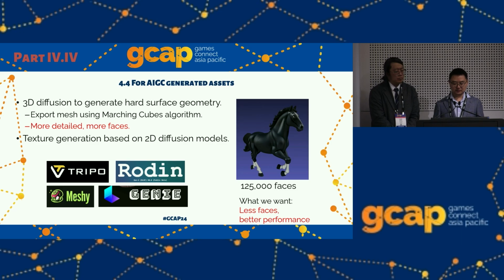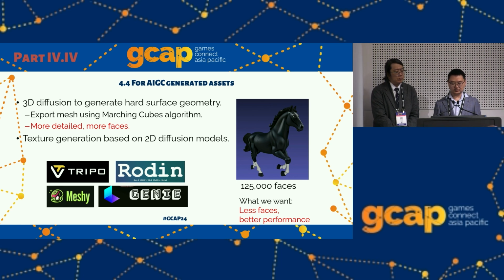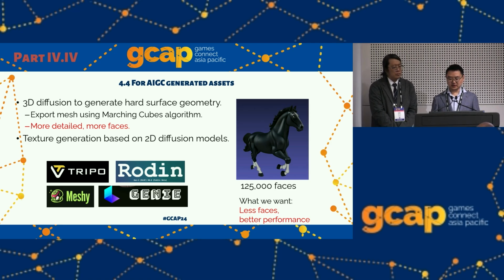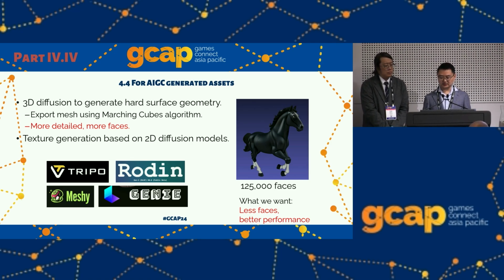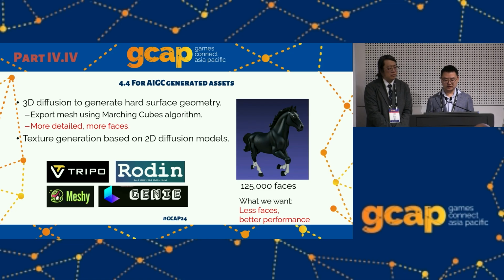Currently available AI 3D model generators are rapidly improving in quality, allowing us to obtain detailed 3D models, such as the horse shown in the slides. The backend algorithm has advanced to create hard surface geometry using 3D diffusion, followed by generating detailed texture through 2D diffusion models. The generated mesh still employs algorithms similar to marching cubes, which results in more details and more faces. However, from a performance standpoint, we prefer fewer faces.